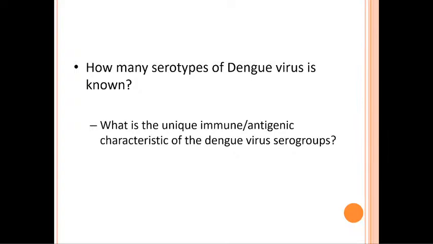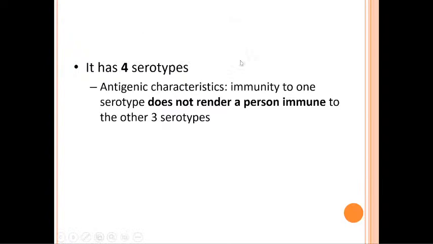How many serogroups of dengue virus are known? There are 4. The unique immune characteristic of the dengue virus is that it does not render a person immune. If you got infected with one serotype, you are not considered immune to the other 3 serotypes. So you can still get dengue. There's a misconception in our country that if you got infected with dengue, you're already immune. No, that's not the case, because there are 4 serotypes. It means there are still 3 chances. Don't forget that.